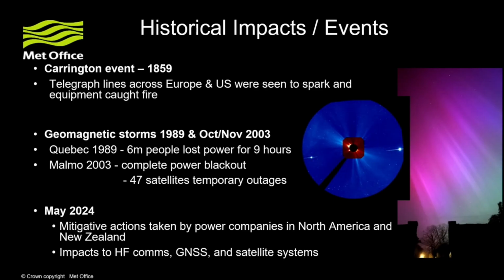Since then, we haven't had an event quite so strong, but we have had some other significant events of note. There were geomagnetic storms in 1989, which particularly impacted North America, and Quebec in Canada lost power. So 6 million people lost power for 9 hours when safety systems tripped out and plunged a blackout across there. And then in 2003, Malmö in Sweden had a complete power blackout. And at the time, 47 satellites experienced temporary outages.